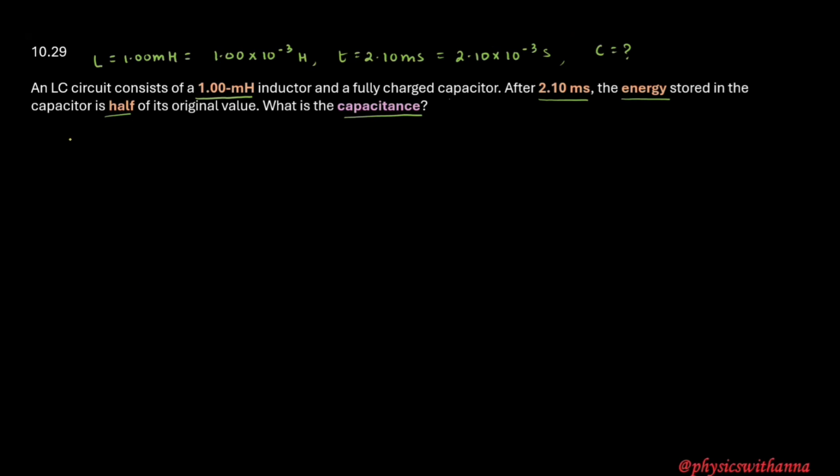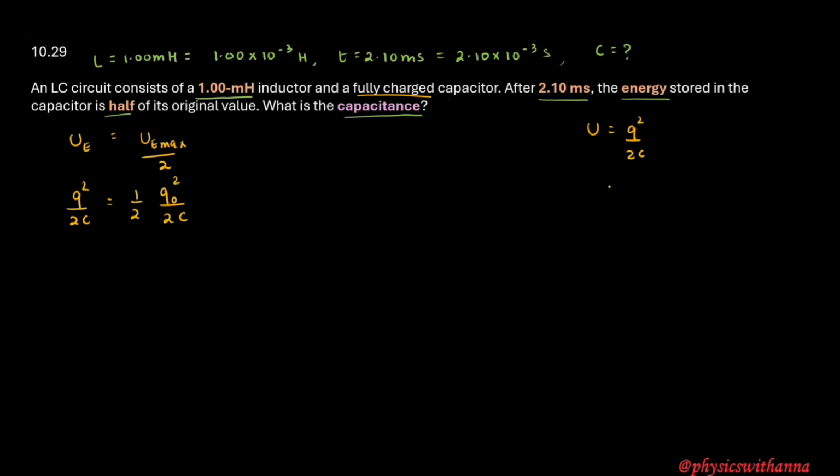So you can write energy of capacitor as UE, and it is becoming half of its original value. Initially, when the capacitor is fully charged, energy in it is maximum, so it becomes half of UE max. Now, energy stored in capacitor can be written as Q squared over 2C. So, energy at any given instant in time will be Q squared over 2C, whereas for maximum value, this will be the maximum charge, Q naught squared over 2C.